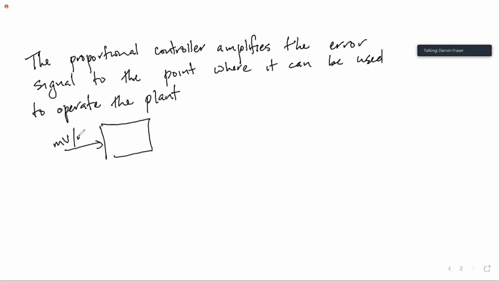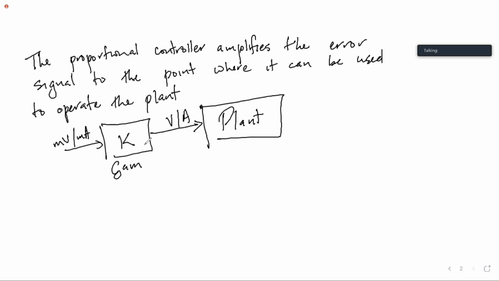So what we are saying is that your proportional controller just serves to amplify the error signal. So this is my error signal coming in, this difference between what I want, and I amplify it to be able to operate my plant. All right, so you can look at the proportional controller in that way.